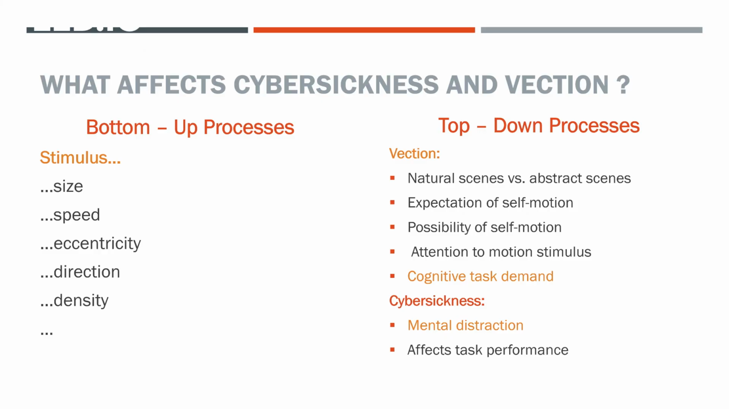So what affects cybersickness and vection? Many studies have looked into the effects of bottom-up processes on the experience of cybersickness and vection, such as stimulus size, speed, eccentricity, or direction. However, top-down processes have also been related to the experience of vection. So if vection requires attention and resources as believed, performing a cognitive task while viewing a motion pattern should decrease the experience of vection, and at the same time could distract the user from experiencing cybersickness.